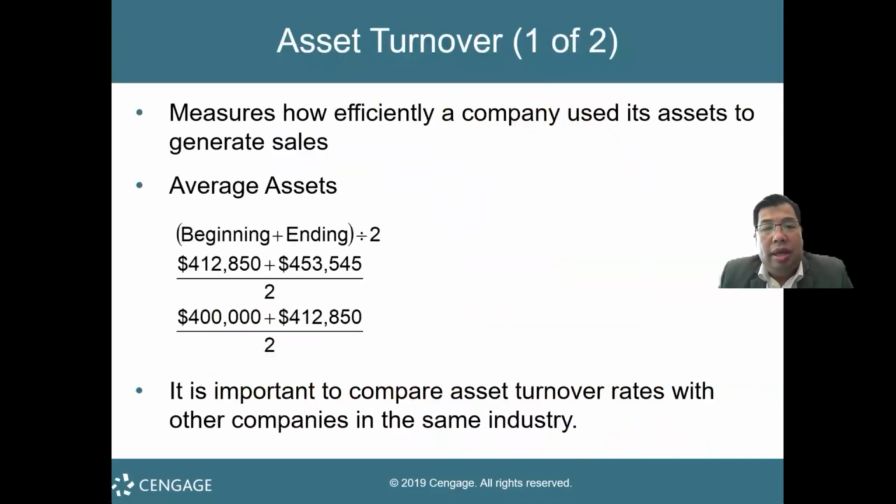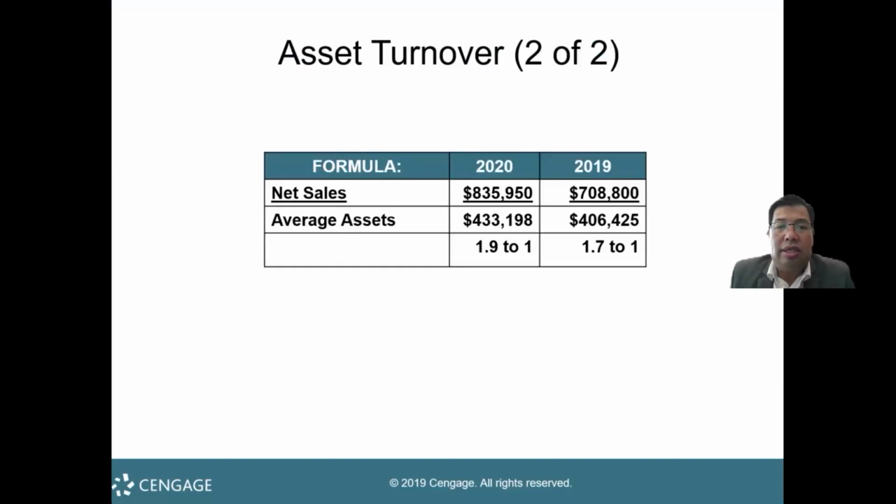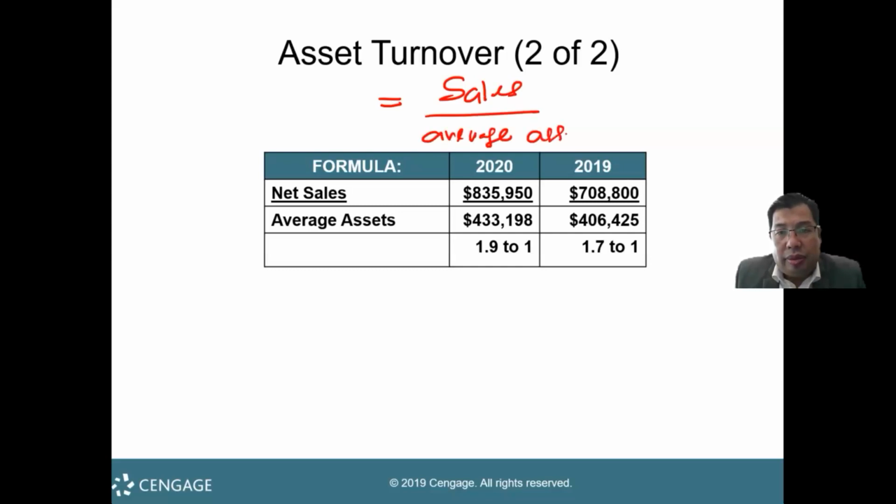Okay. Another measure, the third measure, will be asset turnover. It measures how efficiently the company uses its assets to generate sales. So you need to calculate your average total assets and then compare with your sales. For asset turnover, the formula is sales divided by average assets.